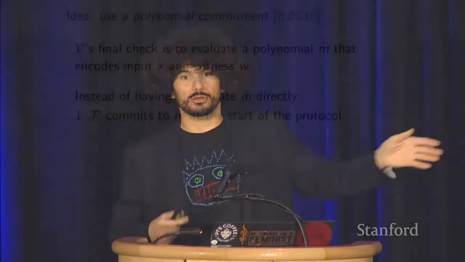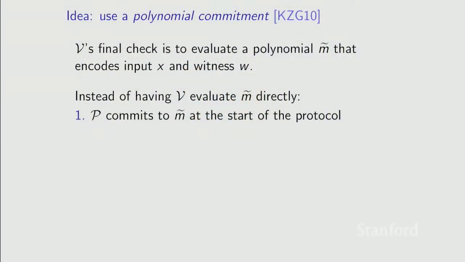Well, we're going to use what we call a polynomial commitment scheme. The final check that the verifier needs to do is just evaluating a polynomial that we'll call tilde m. And this polynomial encodes both the input and the witness. Now, to run the check, the prover will send a commitment to the verifier at the start of the protocol, so before any interaction happens. Okay, then the prover and the verifier are going to run the interactive proof that we just saw on the previous slide.